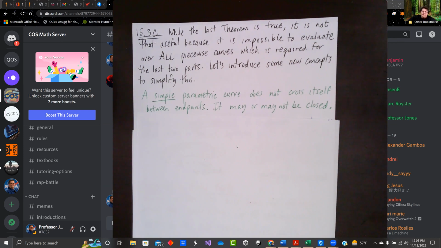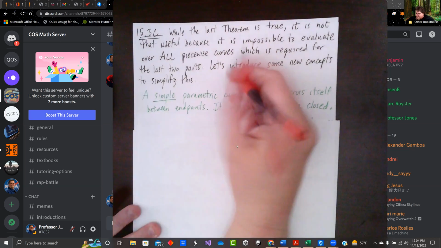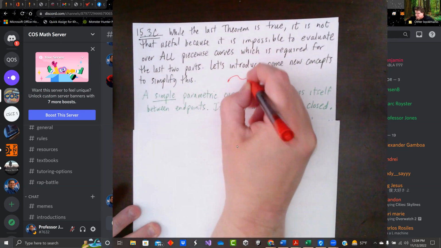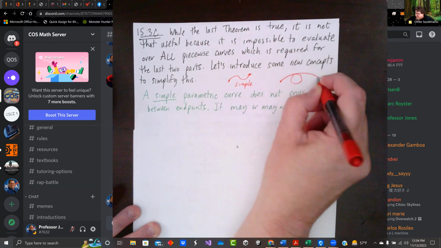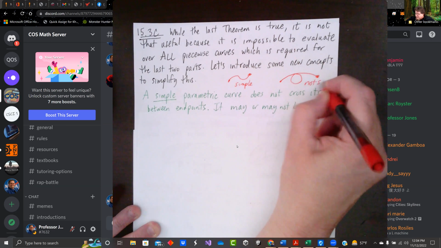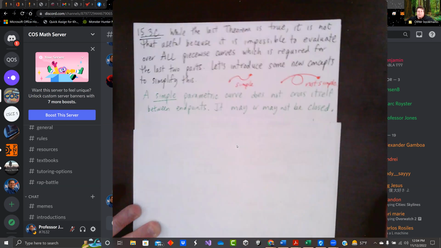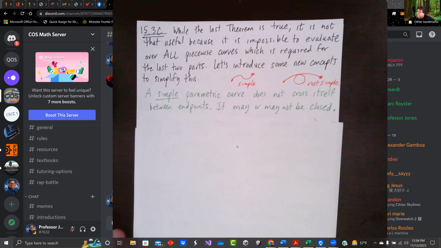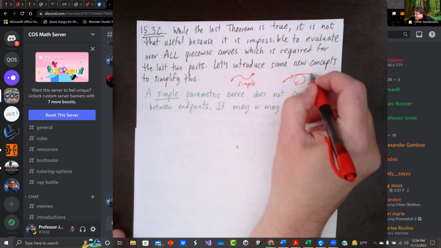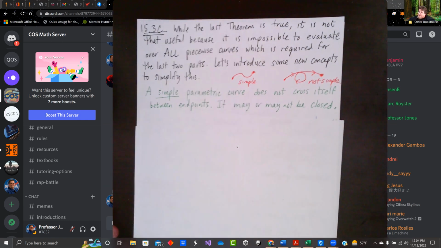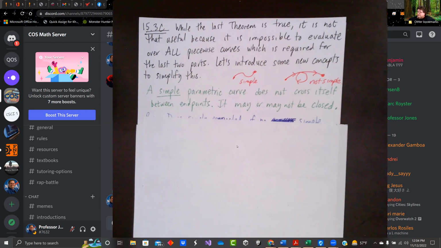So we need to know what a simple parametric curve is. It's a curve that doesn't cross itself between endpoints. It may or may not be closed. So this is a simple curve. And something that does this is not simple. Okay, it crossed itself. And I should show it going along the curve like that. There you go. So that's a simple curve, doesn't cross itself.